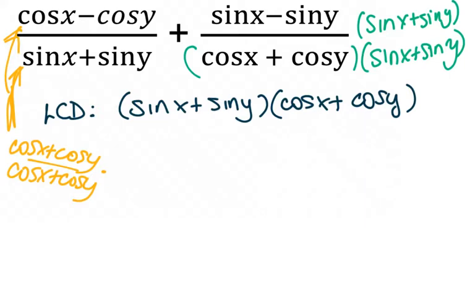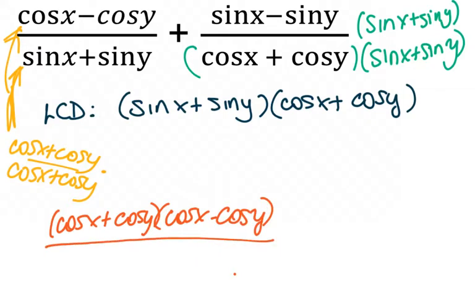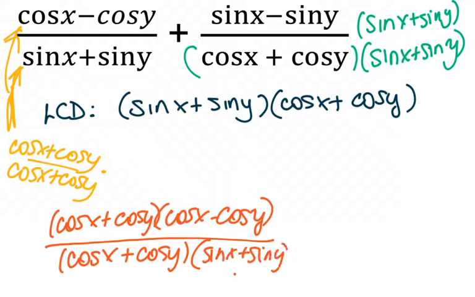Okay, so on the next step, I'll make that a little clearer. We'll have on the numerator cosine x plus cosine y being multiplied by cosine x minus cosine y. So we're going to have to distribute all of that. The denominator will say it is cosine x plus cosine y times sine x plus sine y. At this point, do not cancel out anything.